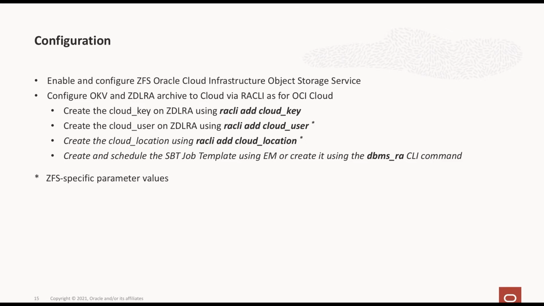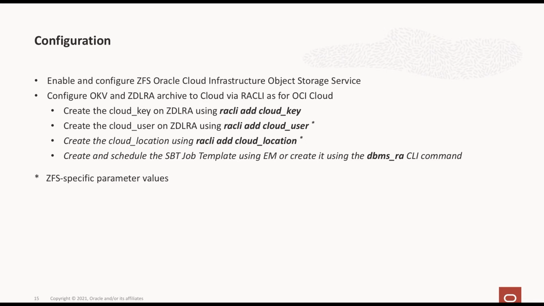You create the cloud key object using the RA CLI add cloud key command in ZDLRA. This is needed to create the authentication key. So it's not related to the encryption keys I mentioned and the OKV thing. This is just the key pair used to sign the API calls and basically authenticates, right? Both against OCI or ZFS in this case.